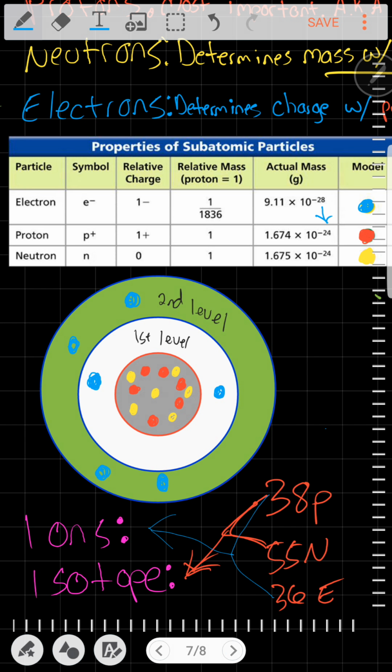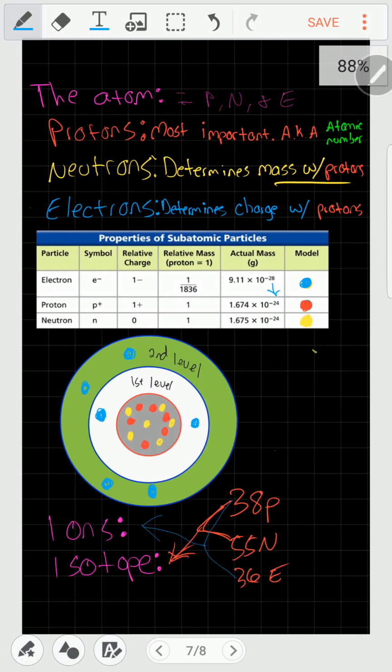So let's recap real quick. An atom consists of protons, neutrons, and electrons. Protons are the most important. They are the atomic number, and I can't change that. Protons determine identity, they determine mass, and they determine charge. Neutrons are in the nucleus with protons, and they only determine the mass. Electrons are outside of the nucleus by themselves, and they help determine charge.